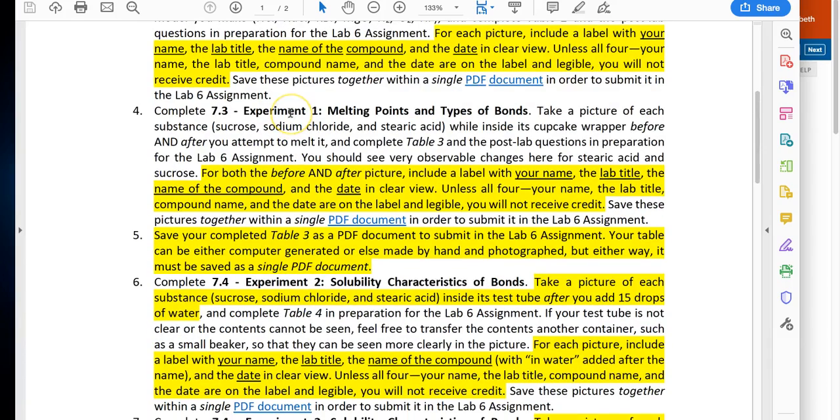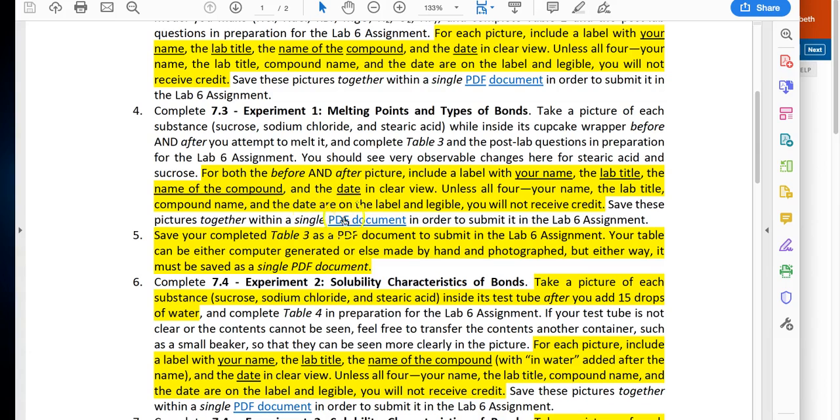You're moving on to experiment number 1, melting points and types of bonds. Take a picture of each substance. There are 3 solids that you're going to study in this part: sucrose, sodium chloride, and stearic acid. Take a picture of each substance while inside its cupcake wrapper before and after you attempt to melt it. I need to be able to see what's inside the wrapper, observable changes. And I need a before and after picture with a label. And don't forget, on the label, you have to tell me which one is sucrose, which one is sodium chloride, which one is stearic acid. All that has to be visible, or you won't receive credit.